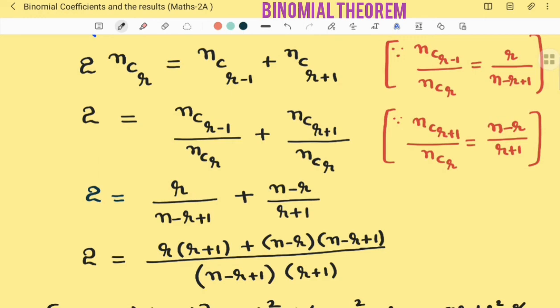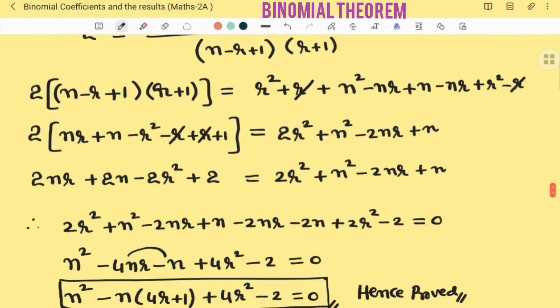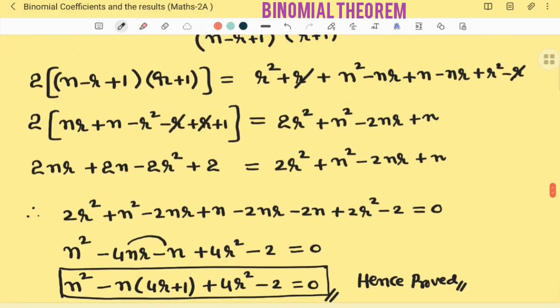So 2 equal to, we know the standard formula, nCr minus 1 by nCr equal to r by n minus r plus 1. Similarly, nCr plus 1 by nCr is n minus r by r plus 1. Substitute and simplify, we will get the answer in that way. I hope everyone understands, students.